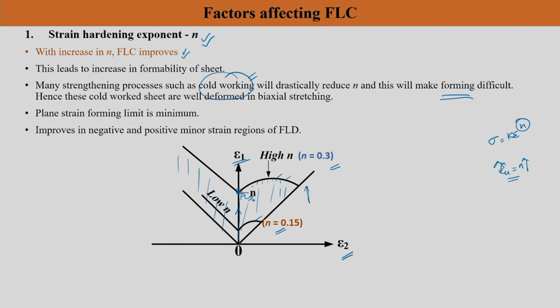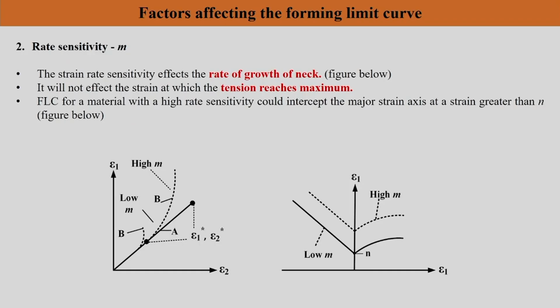So this is one important parameter, and the effect of n can be understood just by relating your uniform elongation with n. Generally, with increase in n value, your forming limit is going to improve, which means that formability will improve. The next important one is called rate sensitivity.